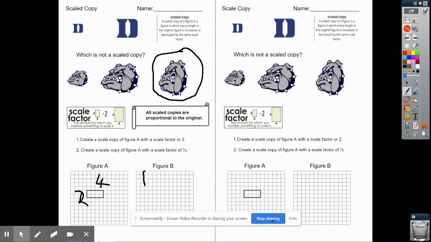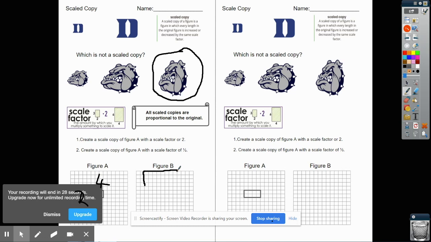And then I'm going to make the length. It was 4, so now I have to multiply 4 times 2, and that's going to make it 1, 2, 3, 4, 5, 6, 7, 8. Let me double check. 1, 2, 3, 4, 5, 6, 7, 8. And I'm going to come down and make that. All right. And I have a 4 by 8 figure, which is an exact scaled copy with a scale factor of 2.